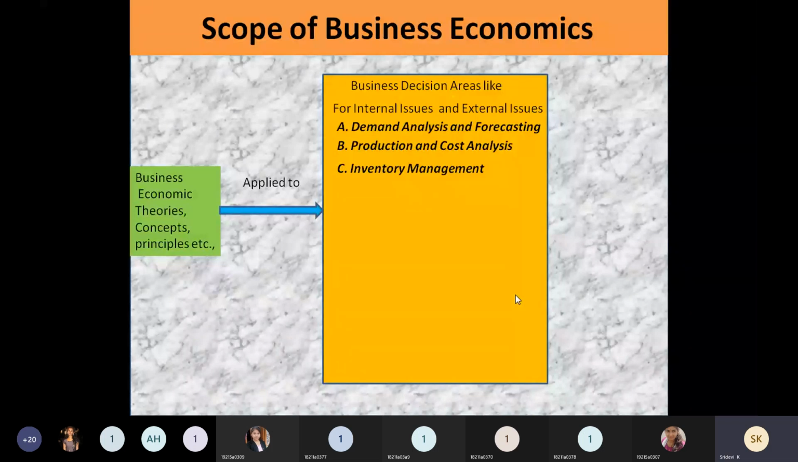And one of the most important decision areas is inventory. Inventory means the raw materials you need to store, how much you have to store, how much you have to hold. That will be a big problem in the hands of your management. So in that area also you are going to apply business economics.